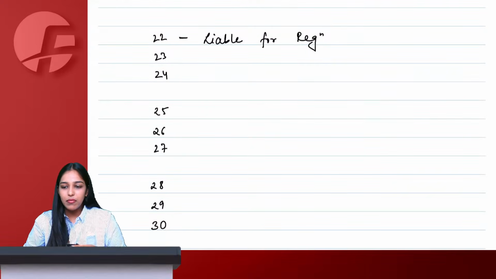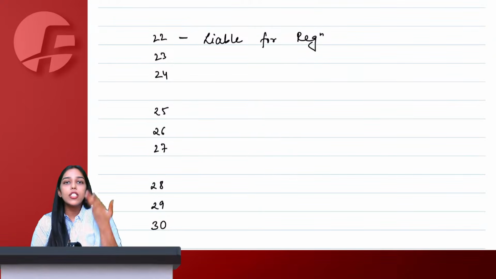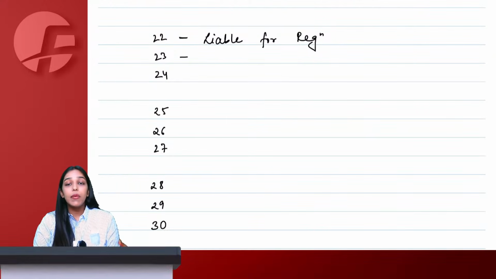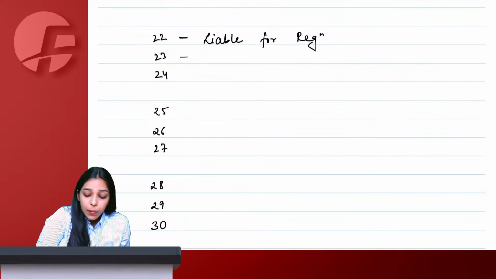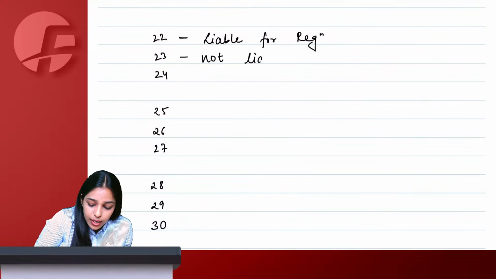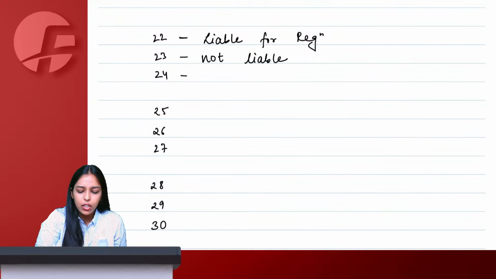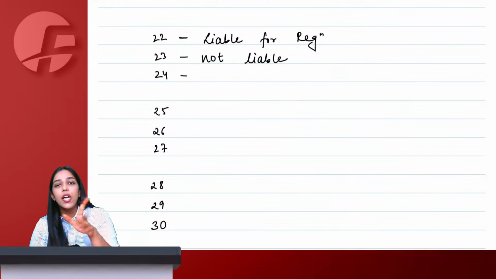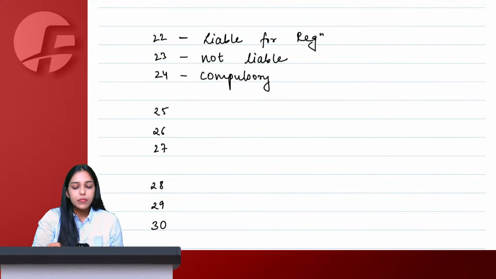2 to 22, you are earning double. You are a person earning double, so of course you will have to take registration. You become liable for registration. 23 comes running and says, wait, not liable. So 22 says liable for registration, 23 says not liable for registration, and 24 says, what is this liable, not liable going on? Shut up and take compulsory registration under GST.